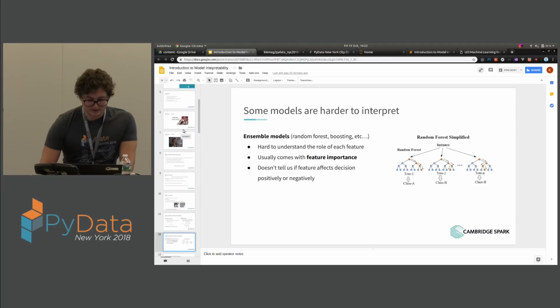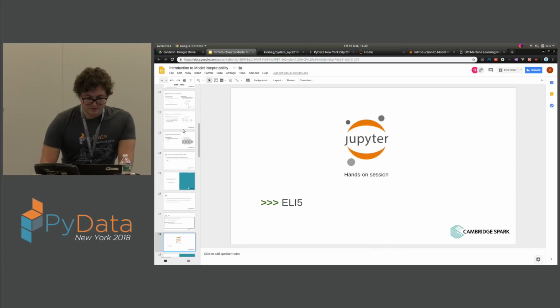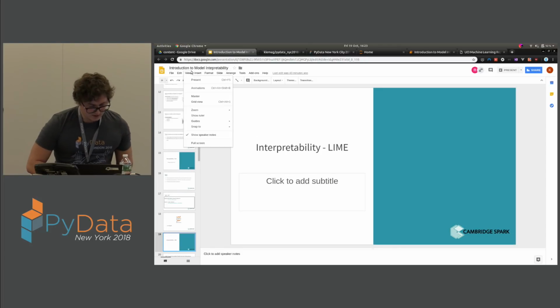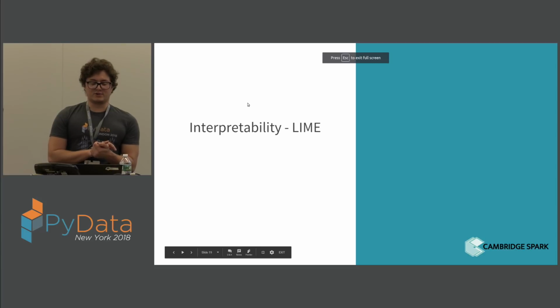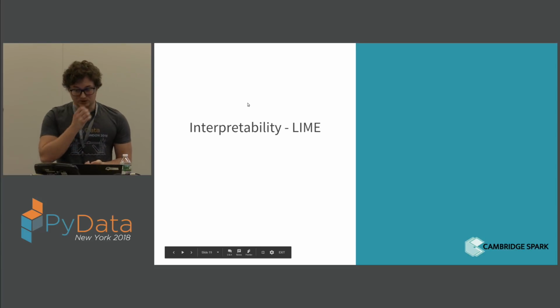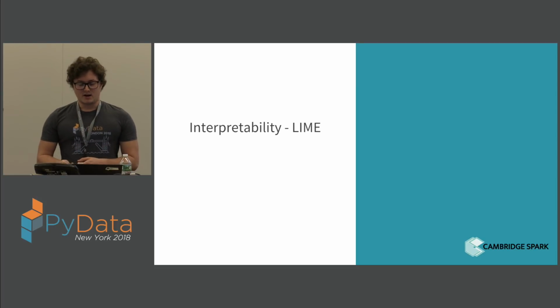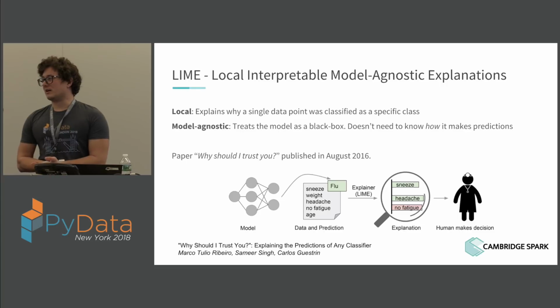So let's go back to the slides and talk about Lime. Right, so Lime. So here we've used Eli5 to interpret simple models, and that gives you that unified API to show you what features are important, and also to do local interpretation of your models. What if your model is more complicated? So that's the problem that Lime is trying to solve.